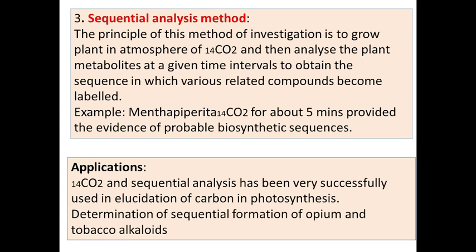For example, this method can be very successfully used in elucidation of the path of carbon in photosynthesis. In the process of photosynthesis, the pathway of that carbon can be traced successfully by this method. It is also used for determining the sequential formation of opium alkaloids as well as tobacco alkaloids. For the alkaloids produced in opium and tobacco, the sequence in which they form can also be traced using this sequential analysis method.